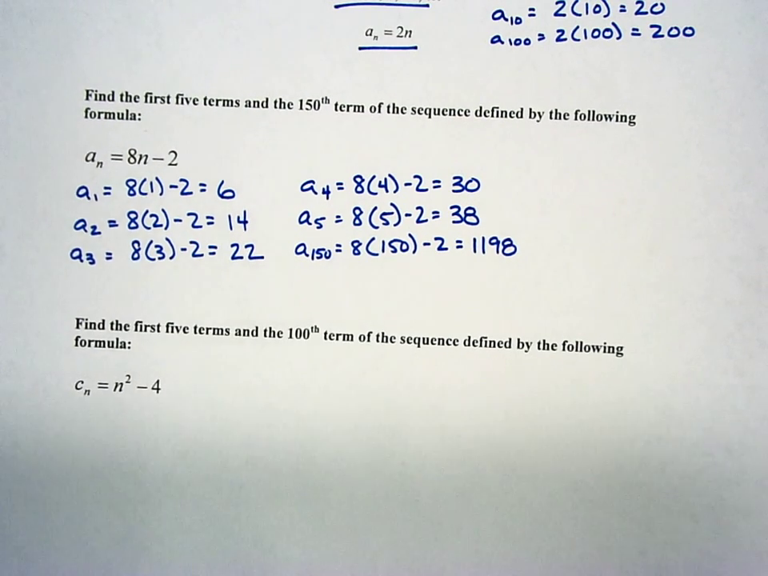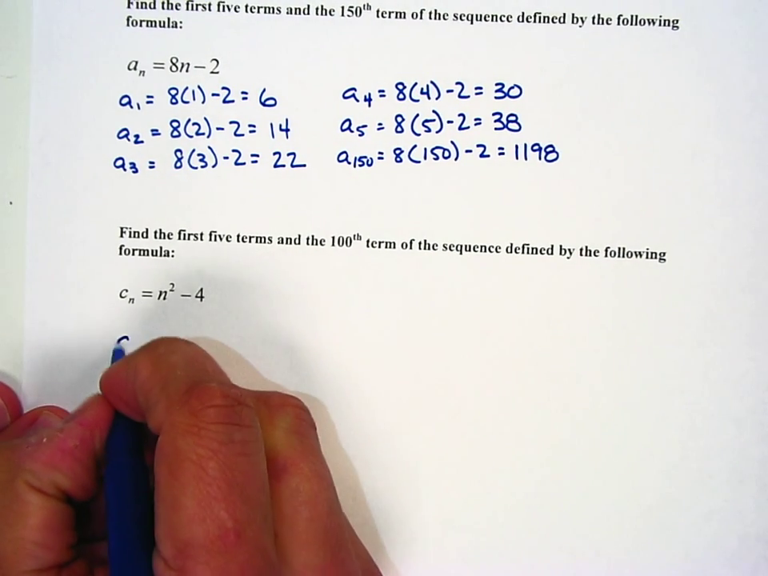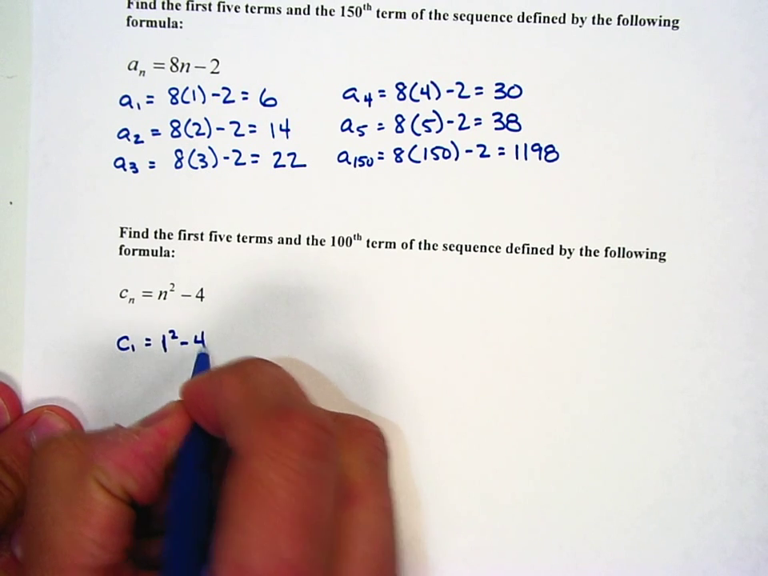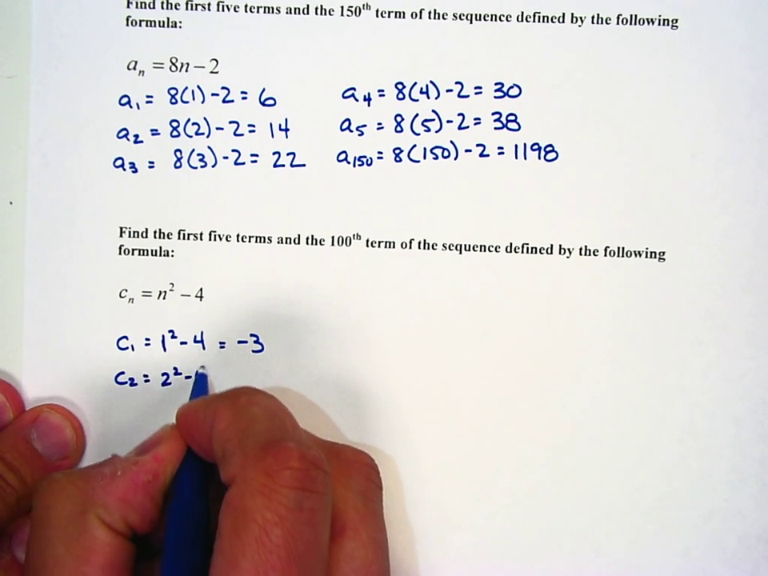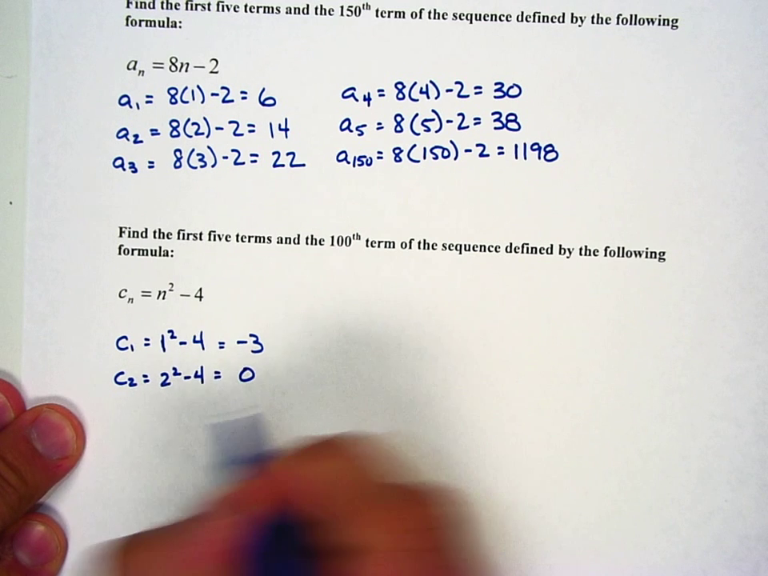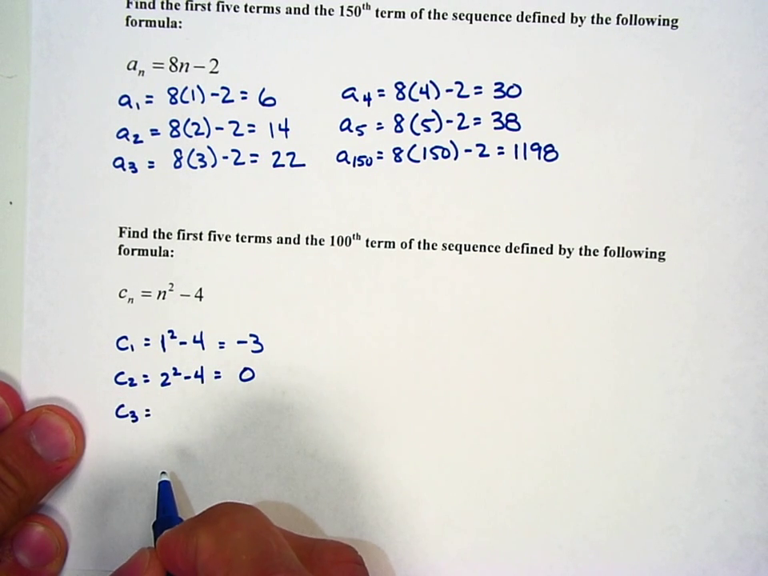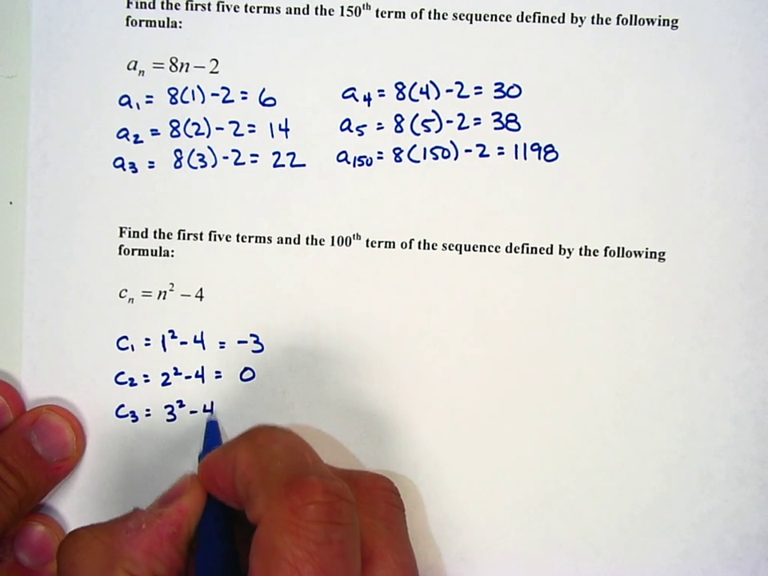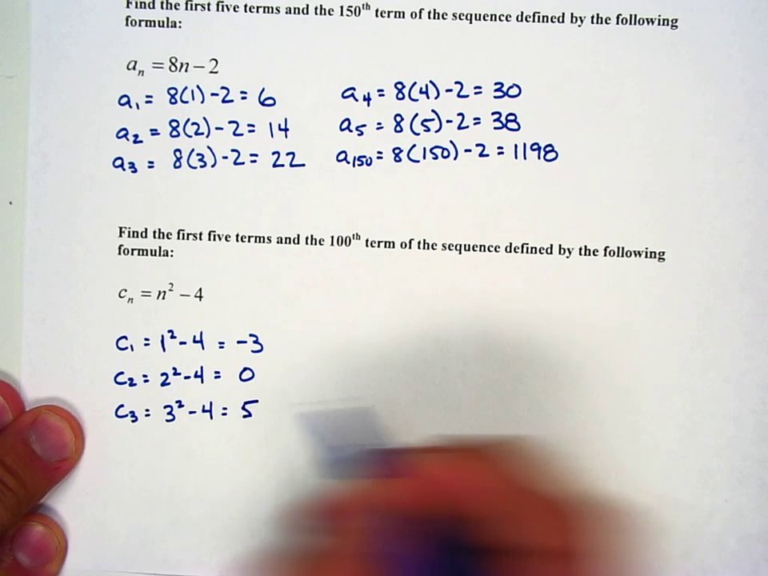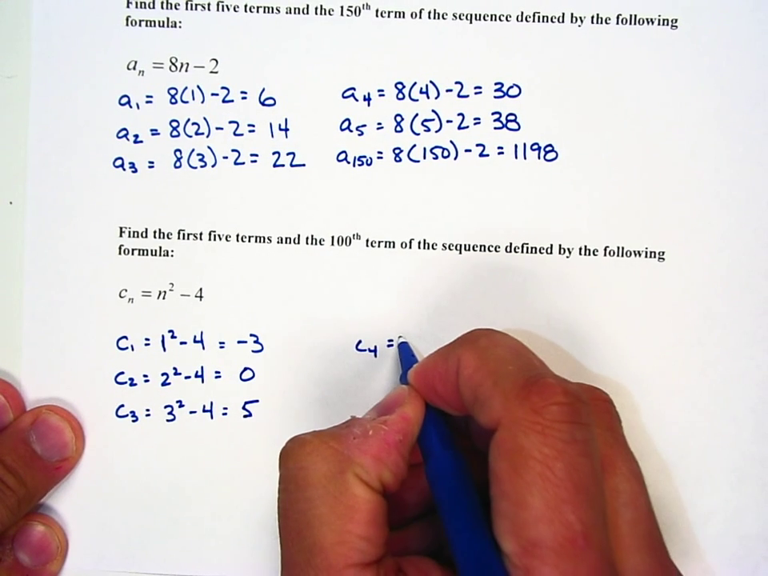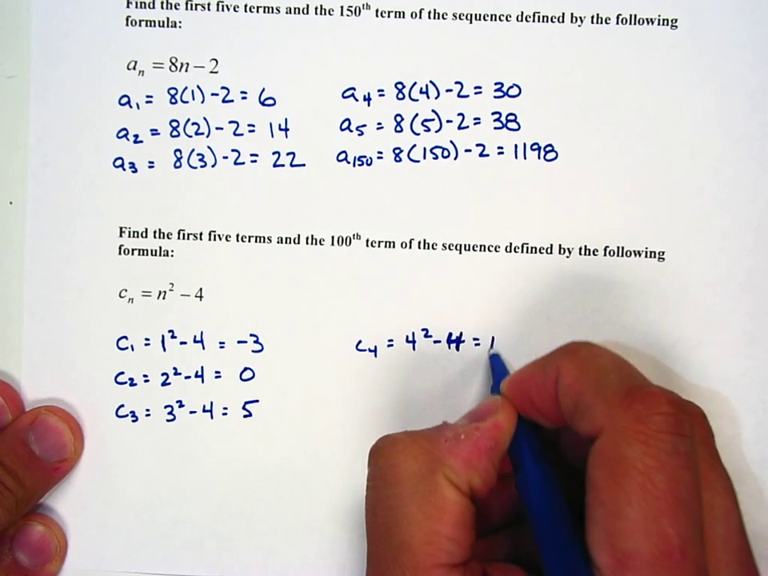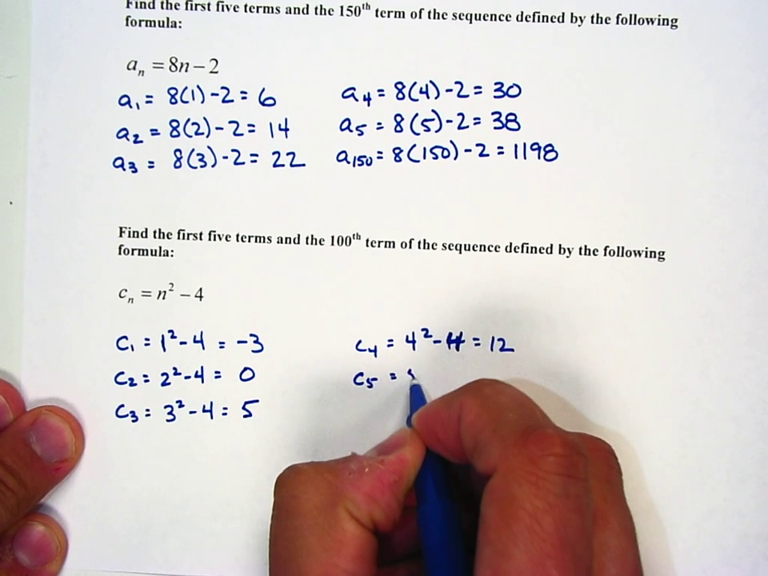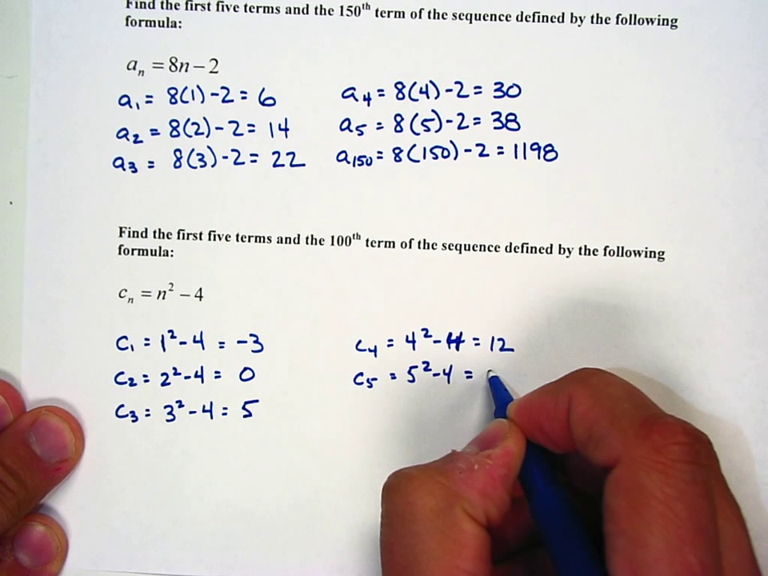Okay, another example. C n equals n squared minus 4. Again, first term, it's going to be 1 squared minus 4. Well, 1 squared is 1, minus 4 is negative 3. Second term, 2 squared minus 4. That's 4 minus 4, which is 0. Third term is going to be C3, so that's 3 squared minus 4, or 9 minus 4, which is 5. Fourth term, it's going to be 4 squared minus 4, and that's 16 minus 4, which is 12. And the fifth term is going to be 5 squared minus 4, which is 21.